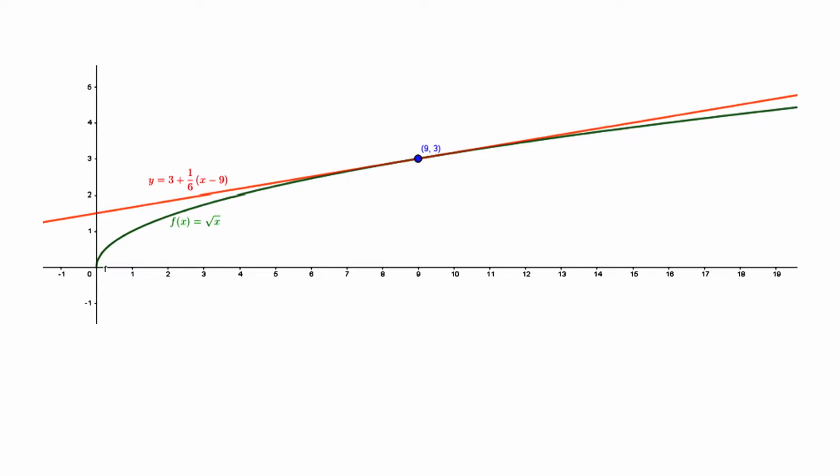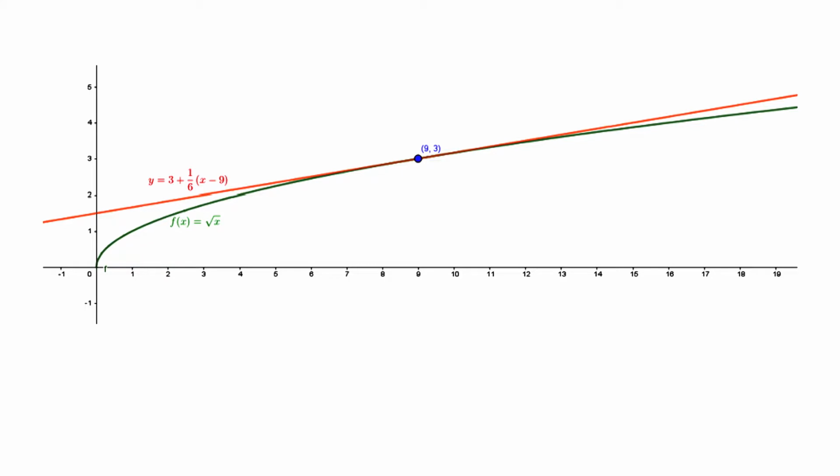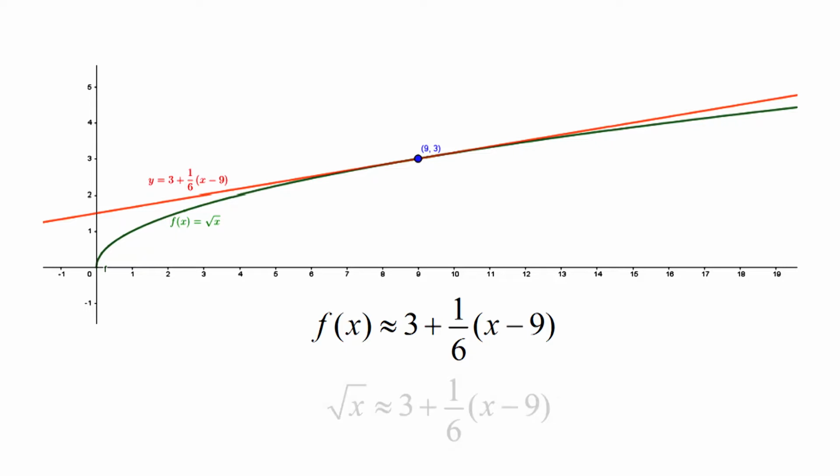That is, the local linear approximation of f of x equal to square root of x at x naught equal to 9 is L of x equal to 3 plus 1 by 6 times x minus 9. Hence, when x is very near to x naught equal to 9, then f of x is approximately equal to 3 plus 1 by 6 times x minus 9. That is, square root of x is approximately equal to 3 plus 1 by 6 times x minus 9.